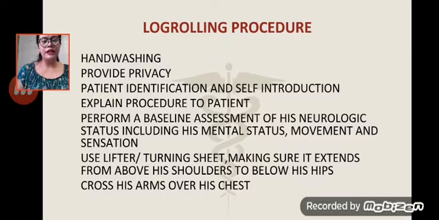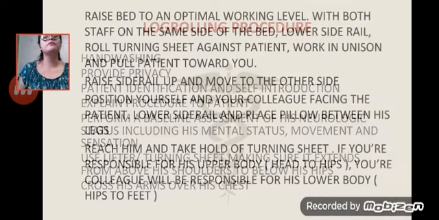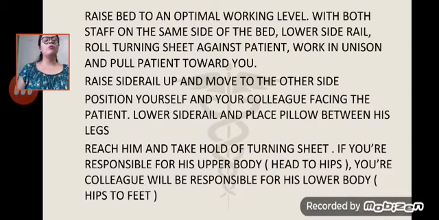Okay, then use lifter or turning sheet, making sure it extends from above the shoulder. So dapat ang turning sheet nyo lalagpas dapat dito sa shoulder at up to the lalagpas din siya dapat dito sa may below his hips. Okay, para kapag tinurn yung pasyente, talagang well supported yung spinal alignment ng pasyente ninyo. Then cross his arms over his chest. Raise bed to an optimal working level with both staff on the same side of the bed.